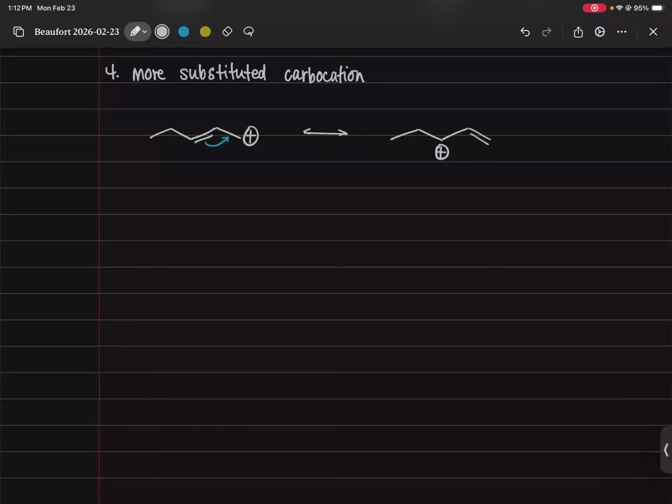All right, so the more substituted carbocation is the major contributor. And I think we can see here that the structure on the right has more substituents on the carbocation than the structure on the left.